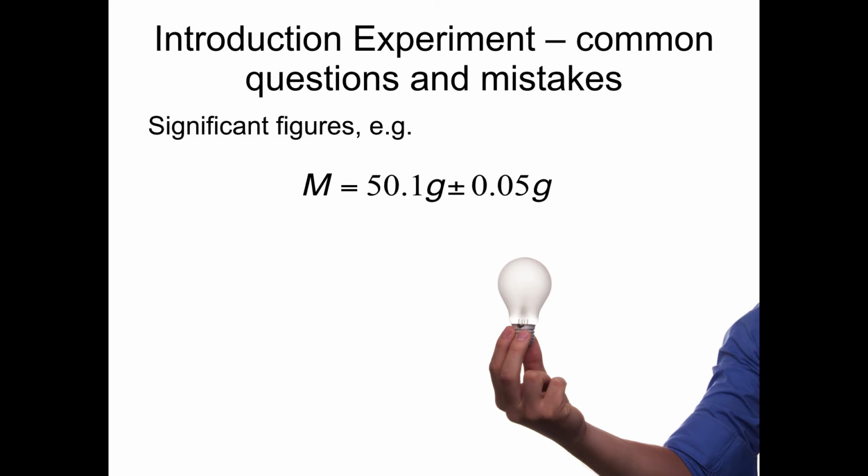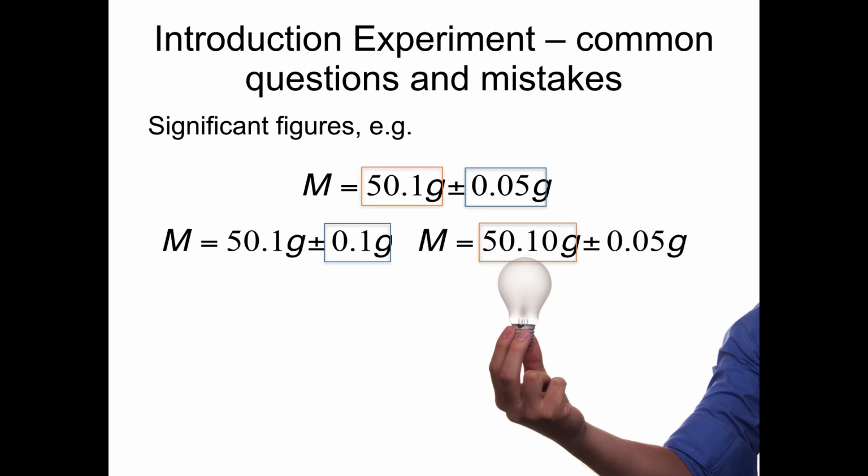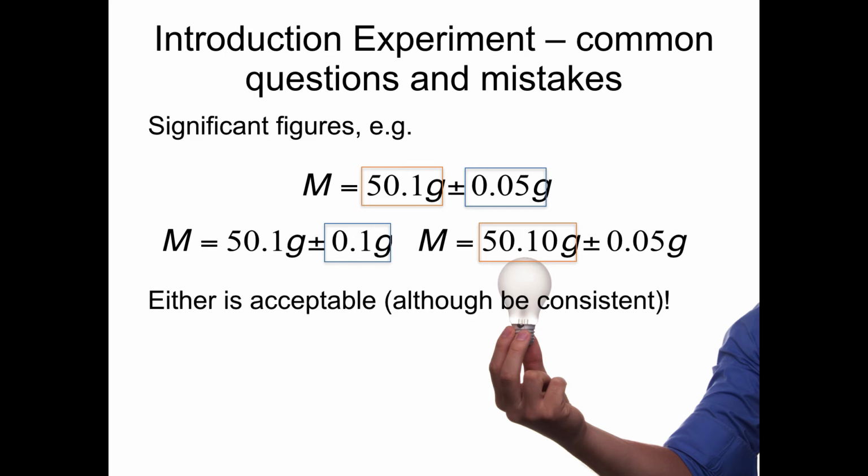Let's say that you've weighed a mass at 50.1 grams plus or minus 0.05. The important thing here is that we want you to match the decimal places in your uncertainty to that of your actual value. So you can either round up your uncertainty to 0.1 here or add an extra 0 to your value so that both your value and your uncertainty are the same decimal place. Either is acceptable, please be consistent though.